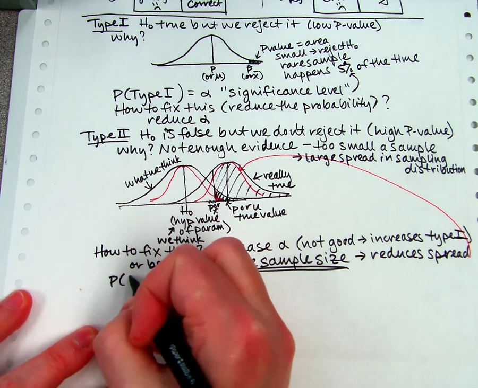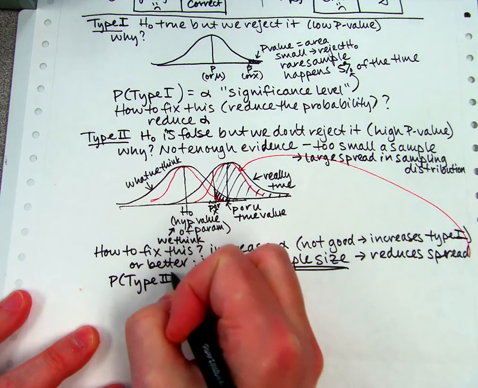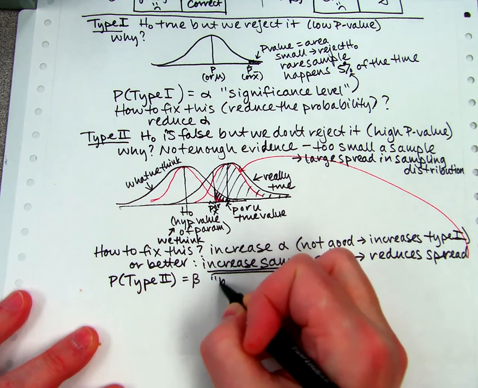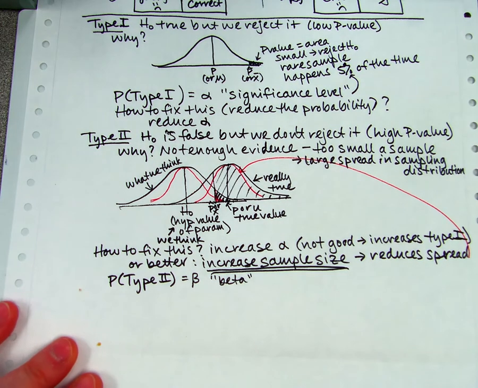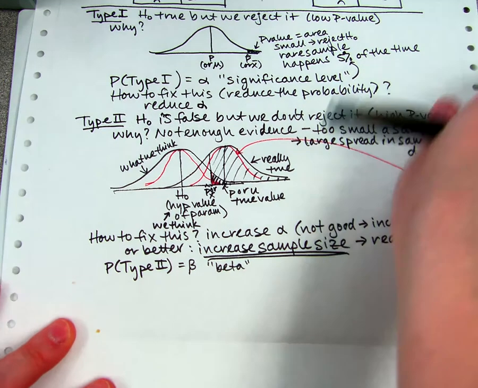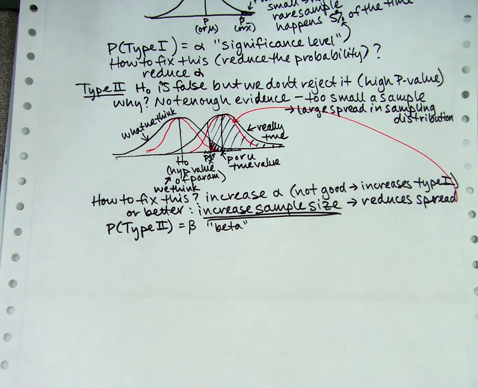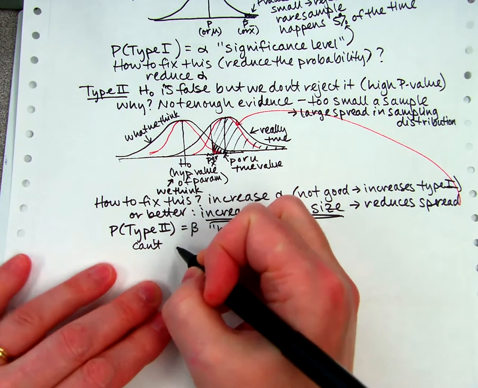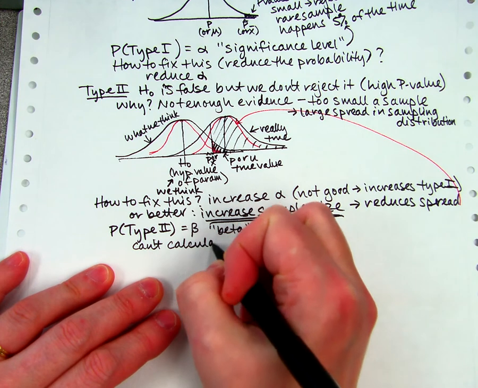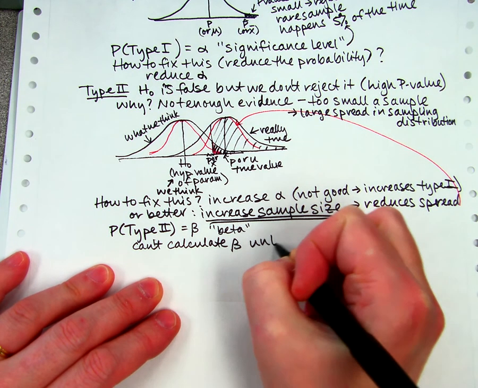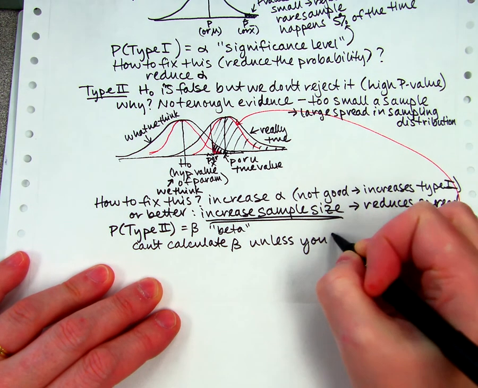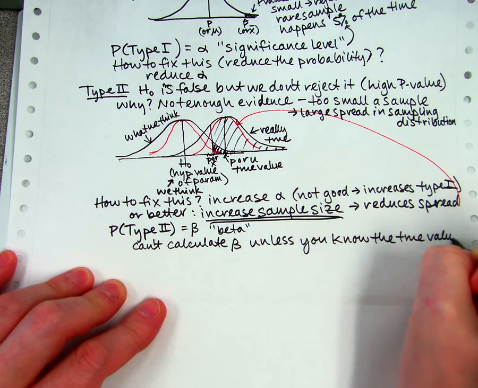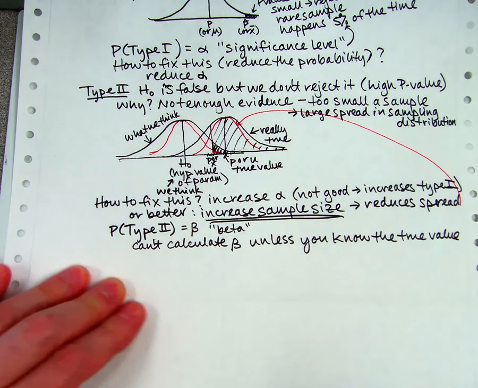Officially, the probability of type 1 is alpha. Probability of type 2, as you might have guessed, is called beta, which is another Greek letter. And we're not going to learn how to calculate beta. Beta is something I had to learn in graduate school how to calculate. And basically, I'm just going to say you can't calculate beta unless you know the true value of the parameter, which we're saying that null is false, and so the true value is not the same as the null.